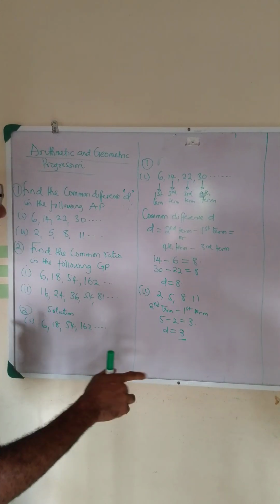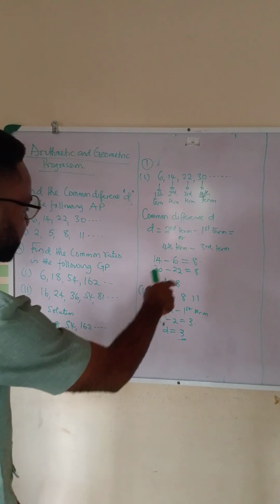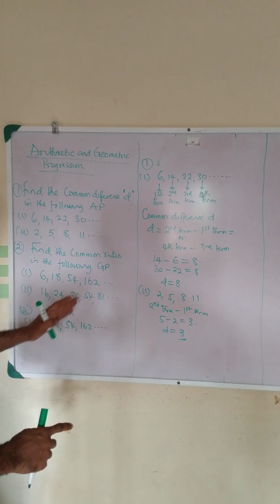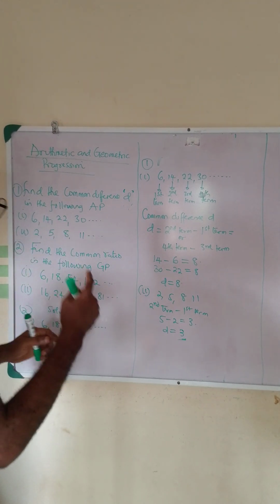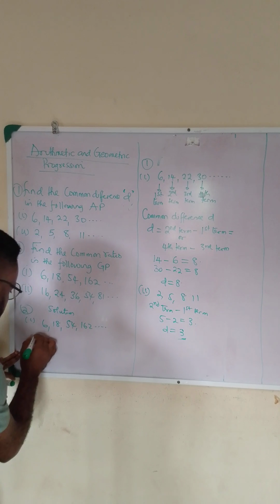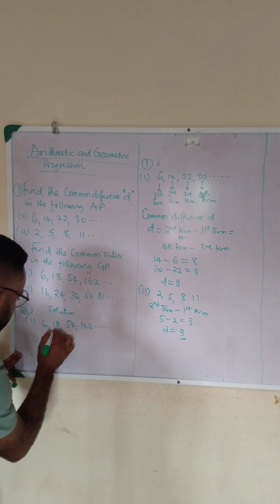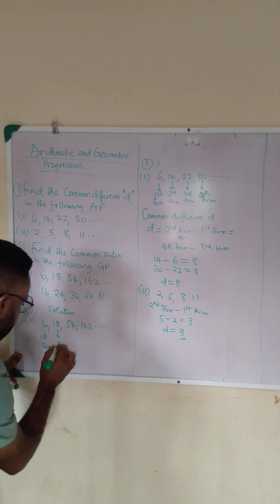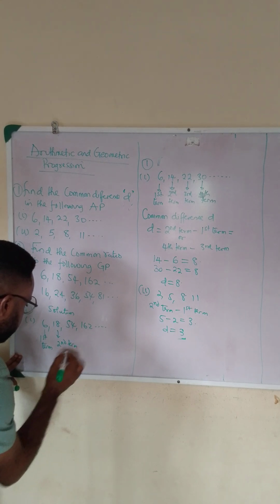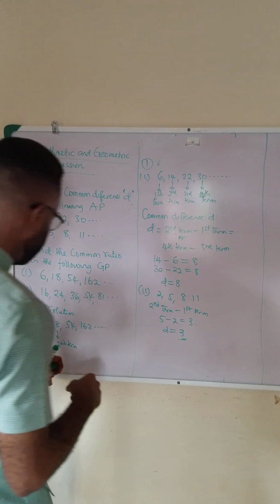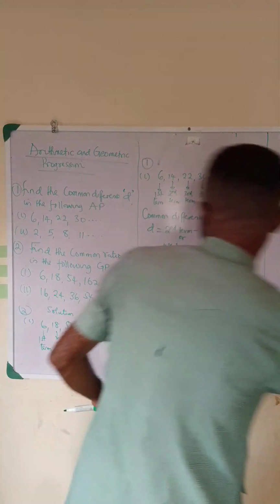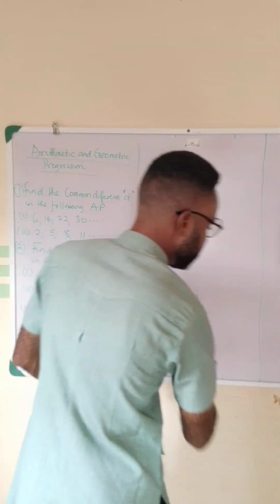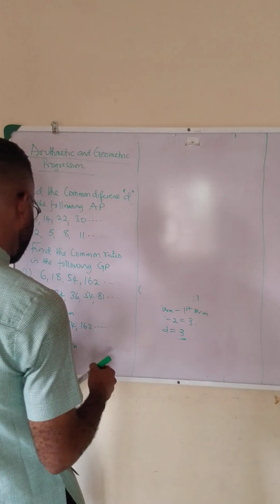We are not subtracting. Difference is subtraction, that's why we subtract. But when we are talking about ratio for the GP, the geometric progression, we are looking at division, because it is a ratio. This is the first term and this one is the second term. So for us to find a common ratio, let me take it down.